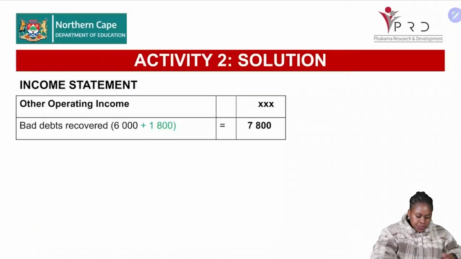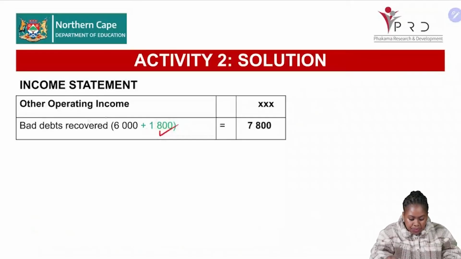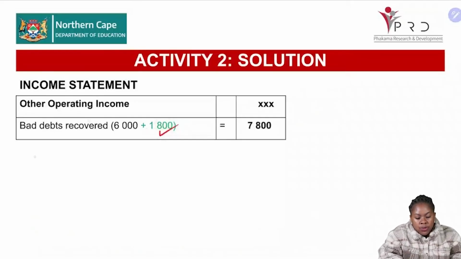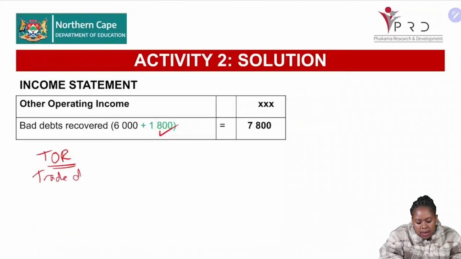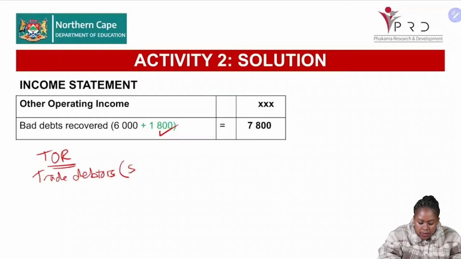It's very simple. In our income statement, we do the right thing. Add our 1,800 in our bad debts recovered because the bookkeeper did not add it. Okay, then in our statement of financial position, under trade and other receivables, you have trade debtors, and then you will take the trade debtors amount given to us, which is 578,000, and then you are going to add it back 1,800.